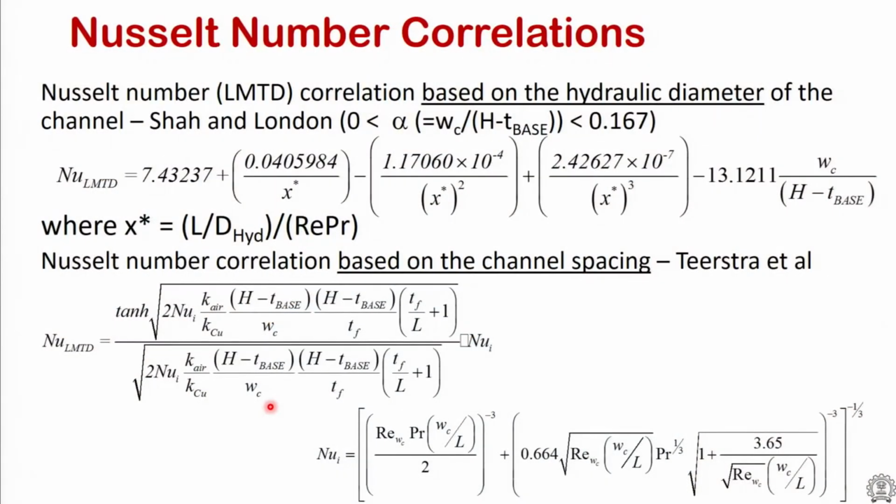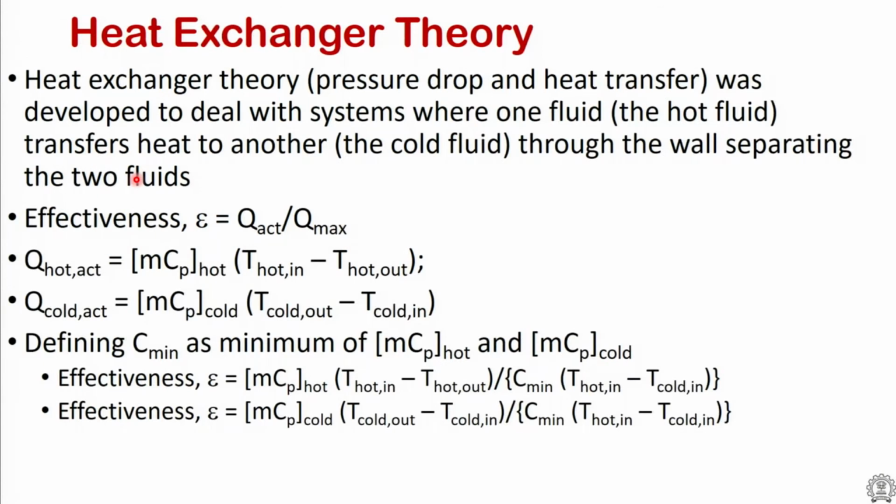Then there are LMTD based correlations. There are many ways to write these things, and these correlations are given for reference. This is for a simultaneously developing flow, that is the hydrodynamic boundary layer is also developing, as well as the thermal boundary layer. And one of the best ways to describe heat transfer coefficient or the thermal resistance of a heat sink is using our well established classical heat exchanger theory.